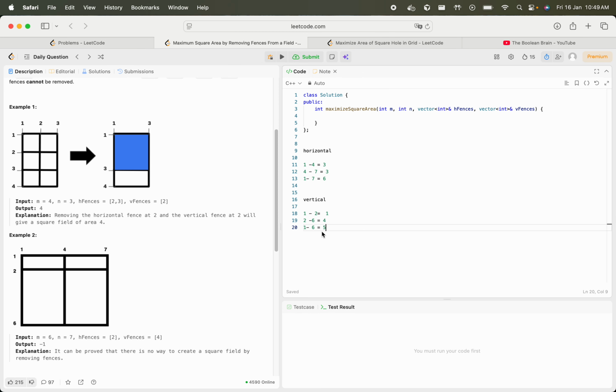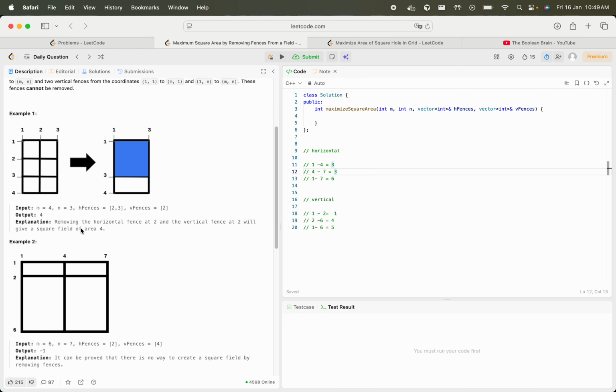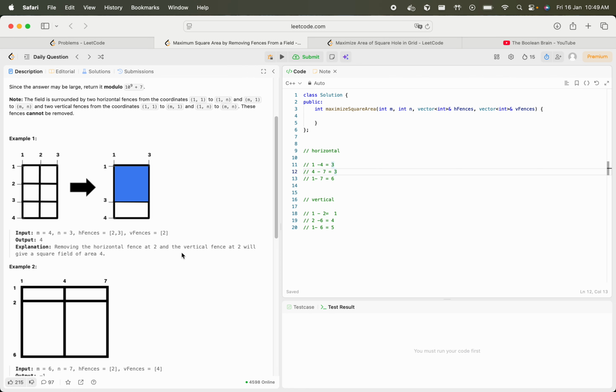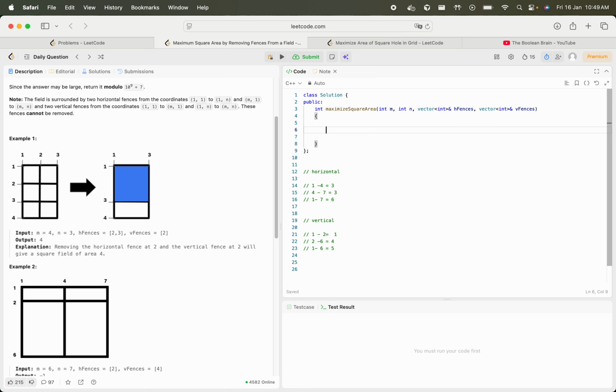So that's the approach. First, find all the elements of possible widths in both horizontal and vertical, and then simply go on iterating and find the common element between them. If let's say 3 was common, I would have simply written 3 into 3. So that's the side into side. Okay. Now let us try to write the solution for this.